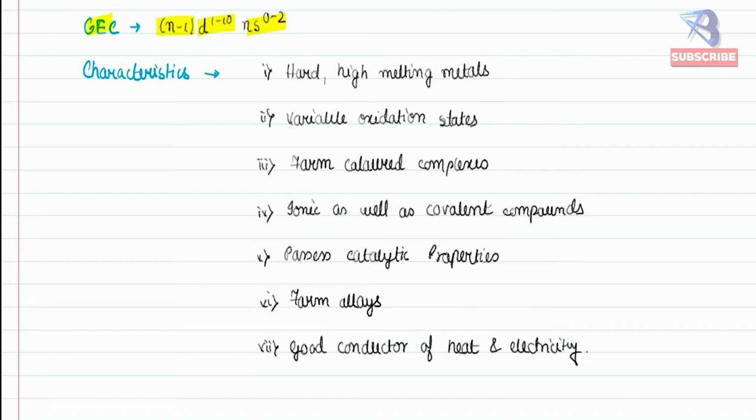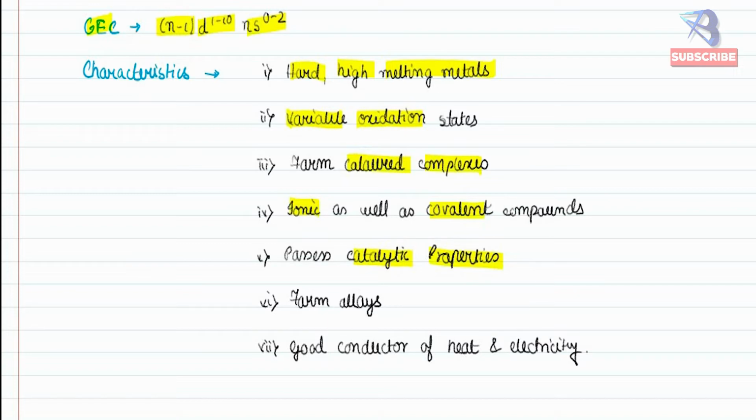What are the characteristics? They are hard, high melting metals. All of them are metals. They are hard and have a high melting point. They form compounds with variable oxidation states. They also form colored complexes. This is very important because it helps us identify which metal is there in salt analysis. These colored complexes form ionic as well as covalent compounds. They possess catalytic property. Catalytic property means they can accelerate a reaction in both forward and backward directions.